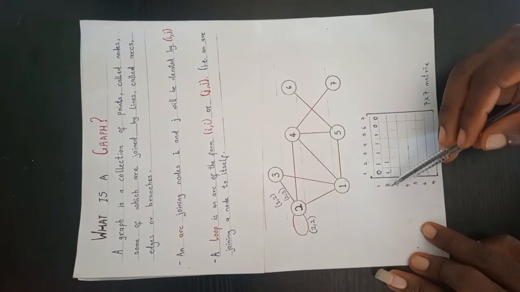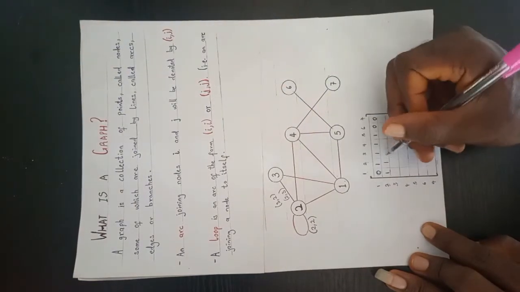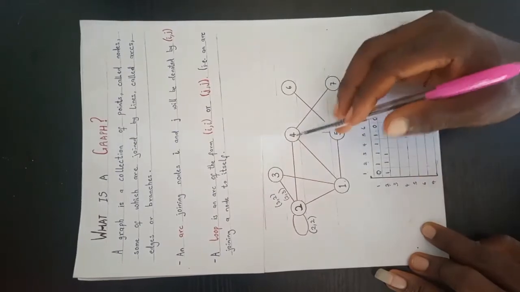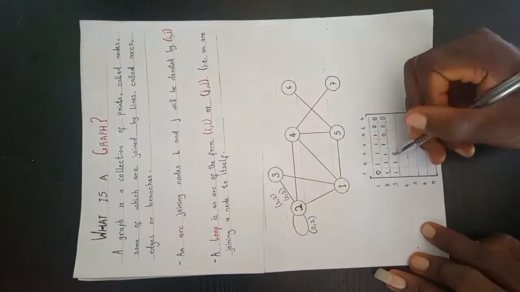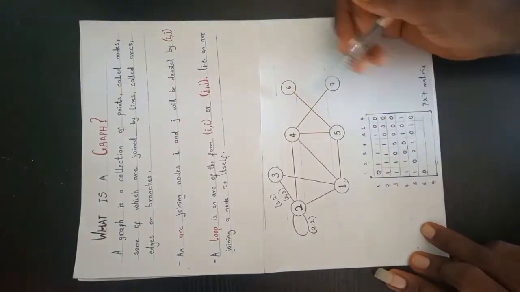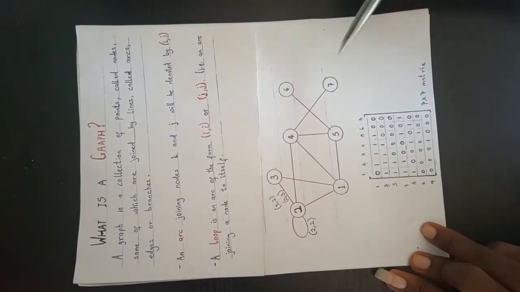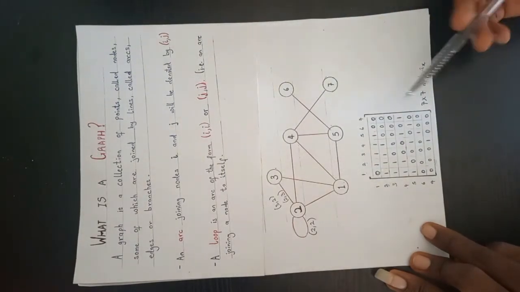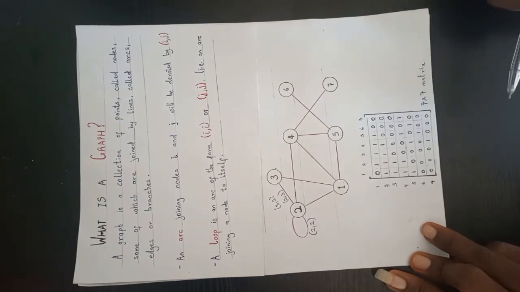And so we check, is there an arc joining 2 and 3? Yes, right here, and so we have 1. 2 is connected to 4, so we have 1 here. This is the incidence matrix that we can use to represent this graph. If we get the transpose of this matrix, we will still have the same matrix, which means that this matrix is equal to its transpose.